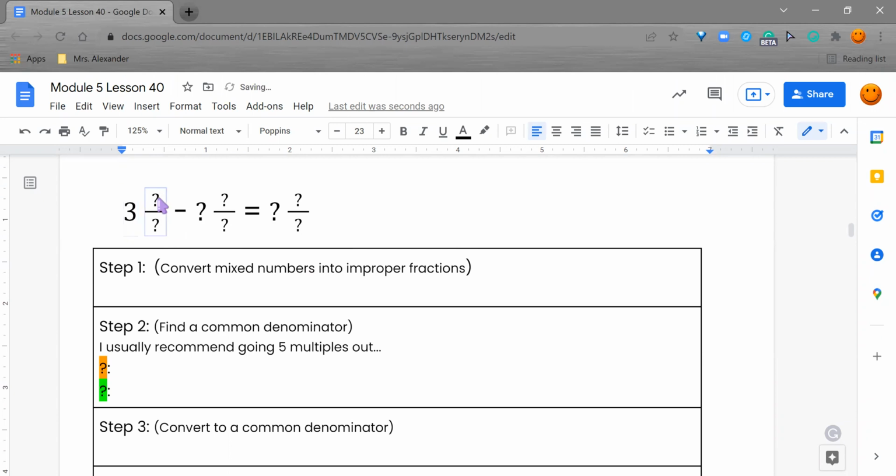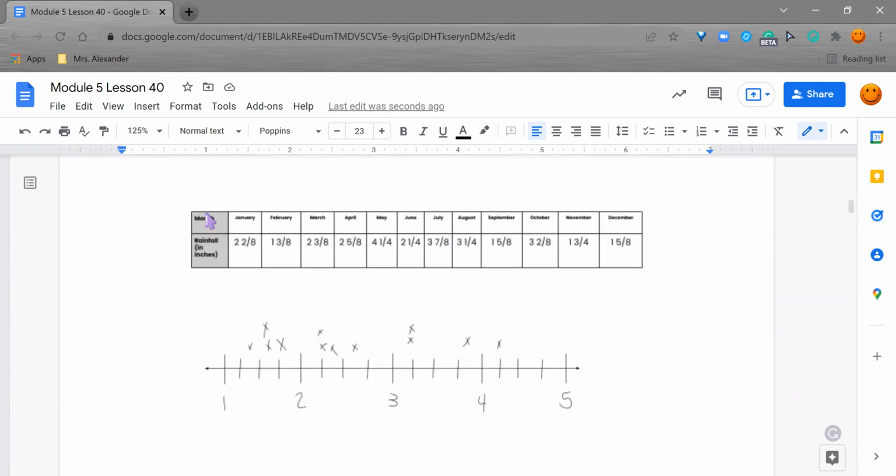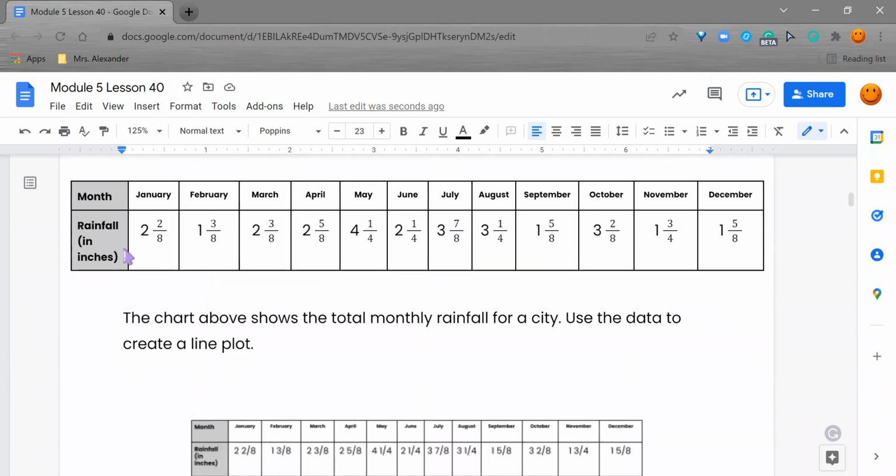So I'm going to come right down here and go 3 7/8 minus, now you need to find the not as wet month. So I'm going to look for a 1. This is 3/8. Well, that's not.